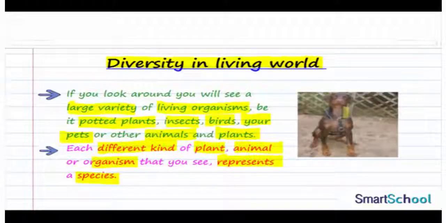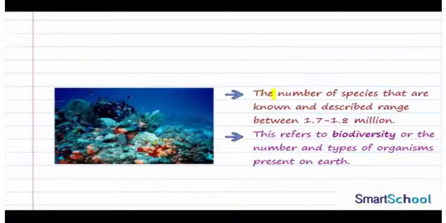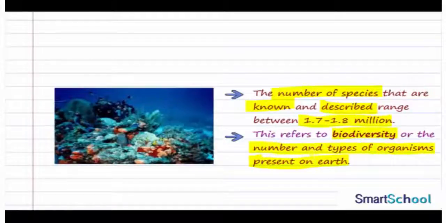Here you can see a mammal or an animal, the dog, which is a part of the diversity of this living world. The number of species that are known and described range between 1.7 to 1.8 million. So the total number of species that have been known till now is 1.7 to 1.8 million. This refers to biodiversity, or the number and types of organisms present on Earth. So basically this is what constitutes biodiversity, that is the diversity of the living organisms present on the Earth.